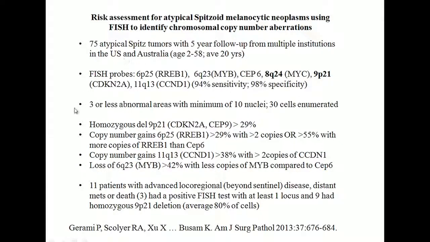Of these 75 patients, 11 of them had advanced local regional disease, meaning beyond the sentinel lymph node, distant mets, or death. So 3 of these 11 people died of their disease. And they all had a positive FISH test with at least one of these loci. And 9 of the 11 had homozygous 9p21 deletion. And in those patients, even though a positive result is more than 29%, those patients had an average of 80% deletion. So the take-home message is that a homozygous deletion of 9p21 has real prognostic significance in spitzoid lesions.